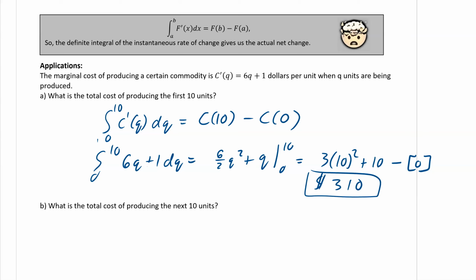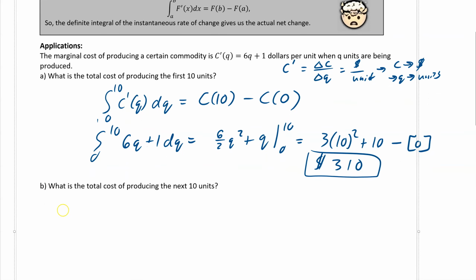Where am I getting dollars? Because it says this is dollars per unit. So our C prime is the change in C over change in Q. And so that's dollars per unit, meaning our cost is in dollars and our Q is in units. It also says Q units. So the actual cost of producing 10 units is $310.